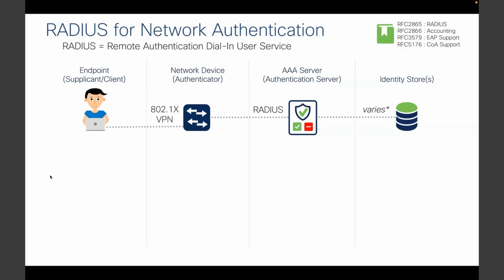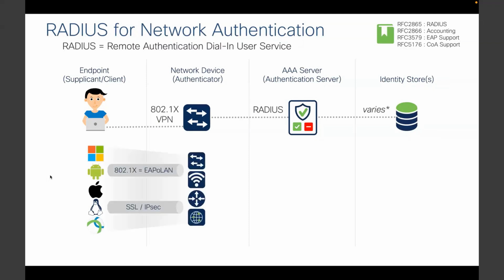So in reality, it looks a little bit more like this, right? We've got all these different clients coming in and connecting. Some may or may not be configured for 802.1x, but they're going to connect and they'll do 802.1x, or maybe they'll do VPN tunneling into our network devices.